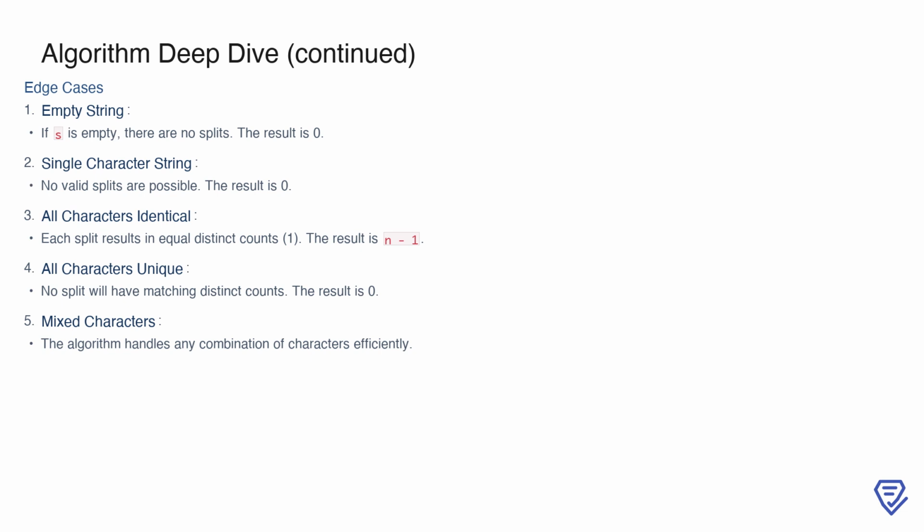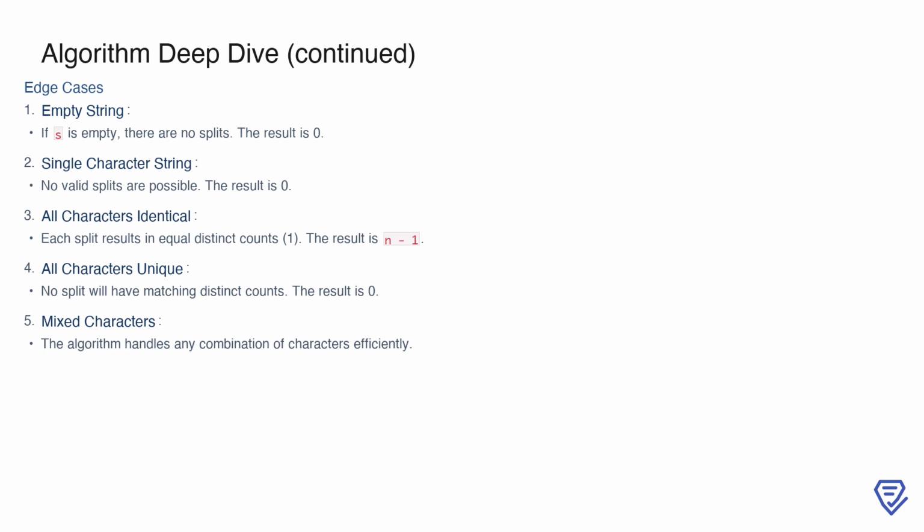When implementing the algorithm, it's important to consider edge cases. For instance, if the input string s is empty, there are no possible splits, so the result is 0. Similarly, if the string contains only one character, no valid splits can be made, resulting in 0 as well. When all characters in the string are identical, every split will result in equal distinct character counts of 1, so the result is n-1. Conversely, if all characters in the string are unique, no split will result in matching distinct counts, and the result will be 0. For strings with a mix of repeating and unique characters, the algorithm handles these efficiently, ensuring correct results regardless of the character distribution.